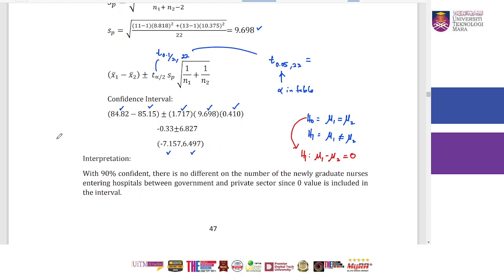Because if we draw this on a real number line, you have negative 7.157 over here, and then you have 6.497. And where does 0 lie?